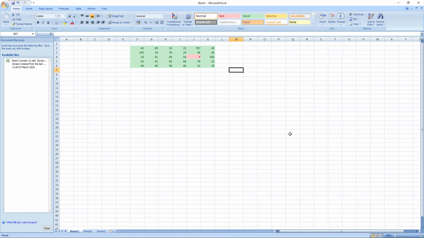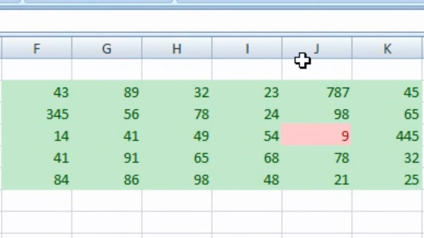Today we are going to test out the minimum number formula in Microsoft Excel. Just to know that the smallest number present in this series of numbers is 9, I put on the red color. So let's check out the formula.